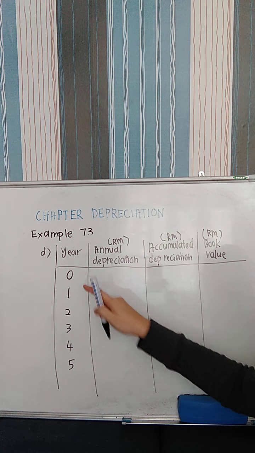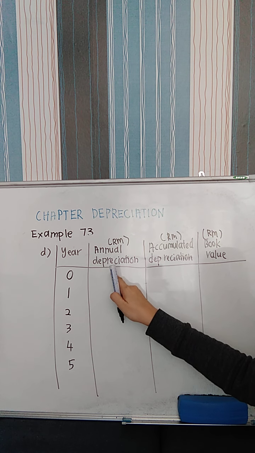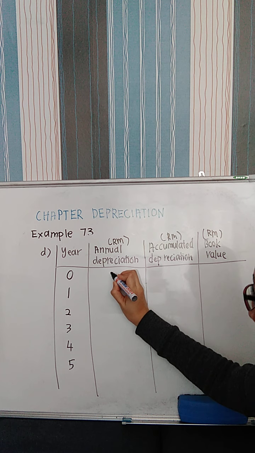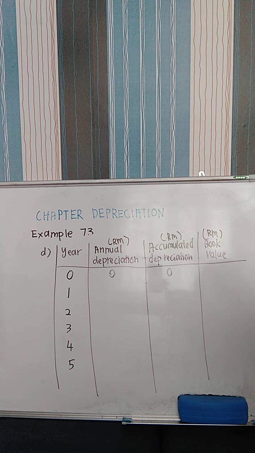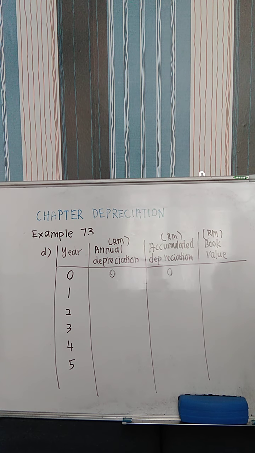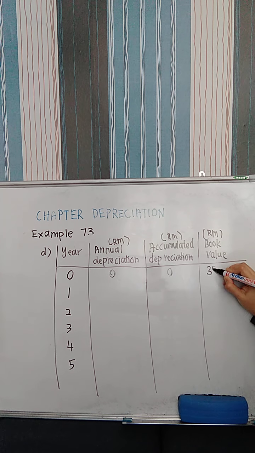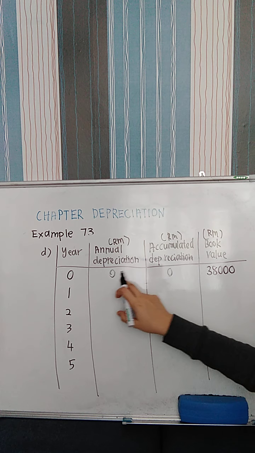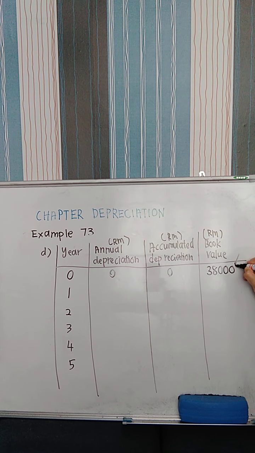Year 0 means you have no annual depreciation because you are just starting with the asset. So annual is 0, accumulated also 0, and book value. Book value is the value of the cost. The cost for the company to buy the lorry is 38,000. So year 0 has no annual depreciation, no accumulated, but the book value is the cost value.